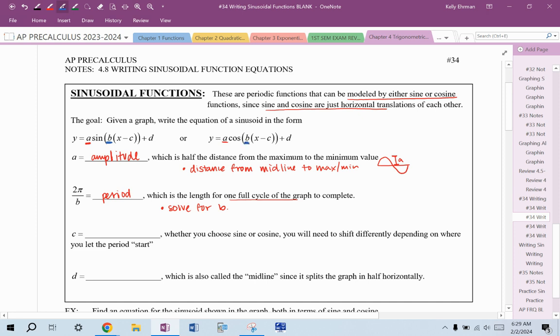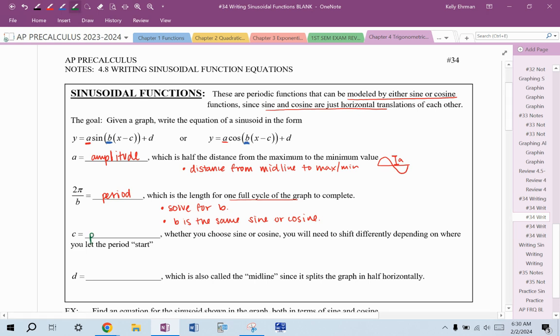All right. Now, another note about b. The value of b, the period of the sine or the cosine graph, whichever equation you're writing, will be the same. So b is the same for sine or cosine. Once you figure out b, that's the value you put into either equation. A would be the same number, except maybe in one version we have a negative A and in another version we have a positive. We'll look at that in a minute.